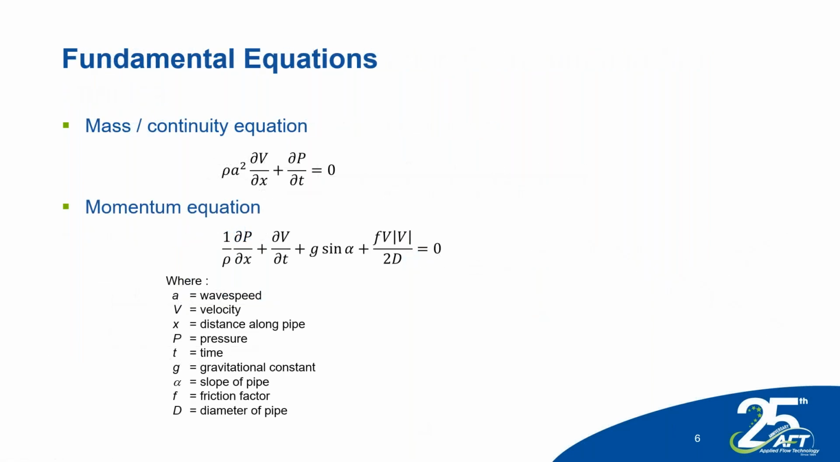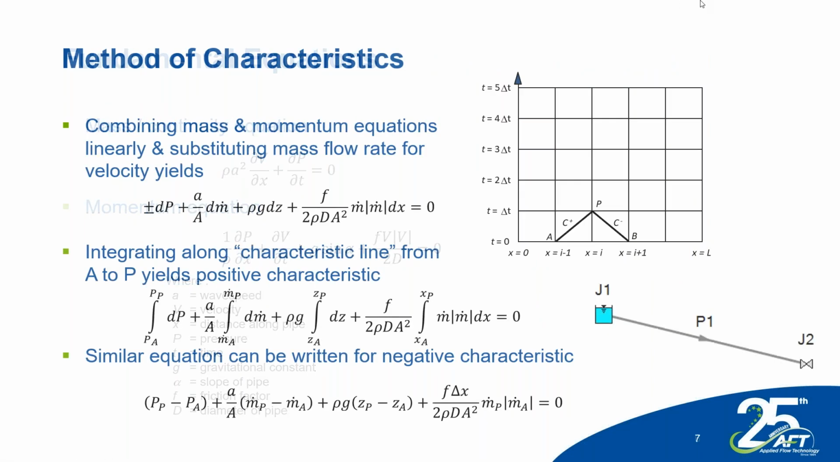So really quick, these are the fundamental mathematical equations that are being used to solve the system. It's the transient mass balance and transient momentum balance equations. And we are using the method of characteristics to solve for the transient new pressure and flow rate at every area throughout your system.